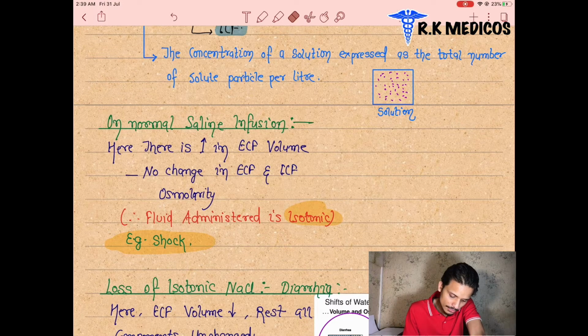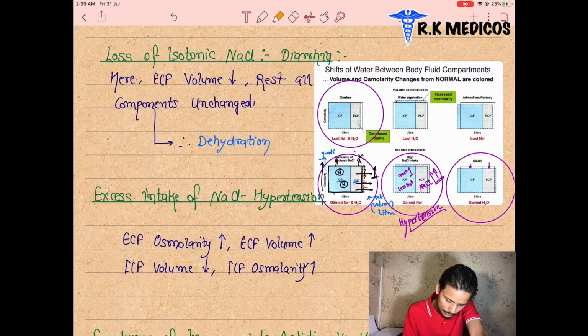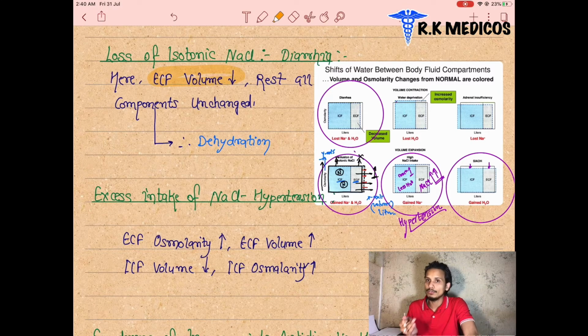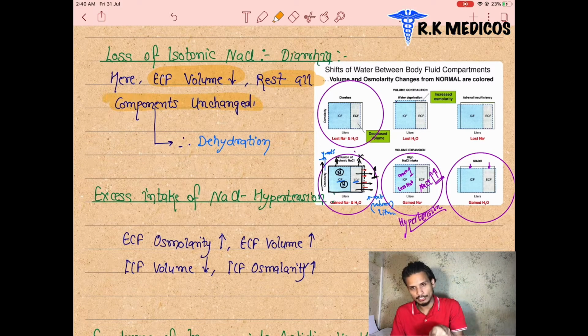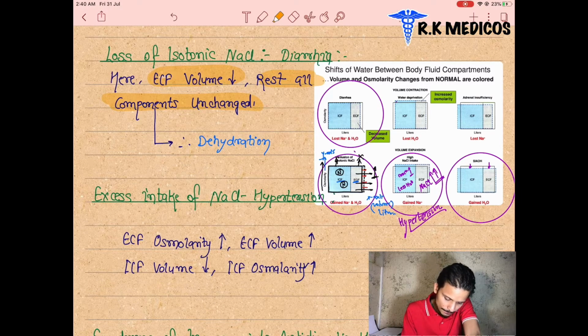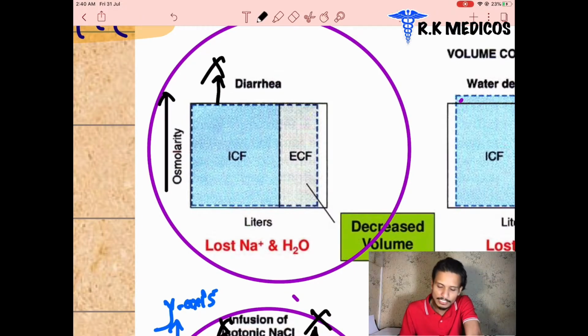In the next case, number 2, the extracellular fluid will be decreased, and the rest of the components are unchanged. The intracellular volume will be normal. Osmolarity of the extracellular and intracellular compartments will be normal. See in this case, osmolarity on the y-axis: is there any change in either the intracellular or extracellular compartment? No. Now we are moving to the x-axis.